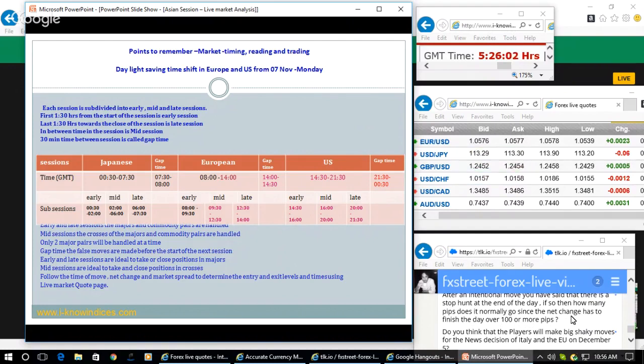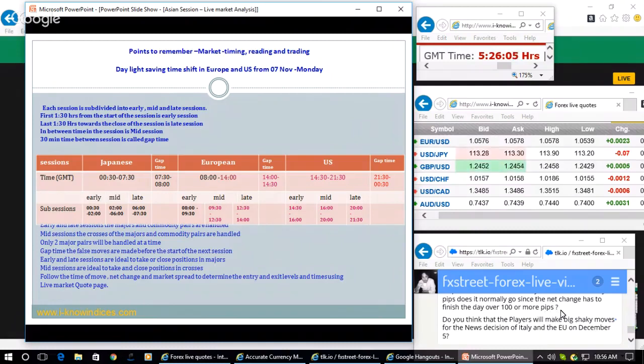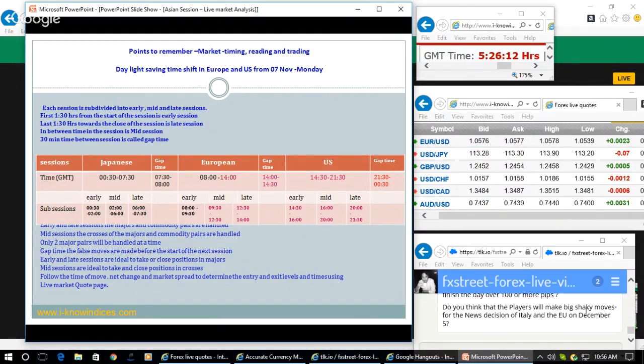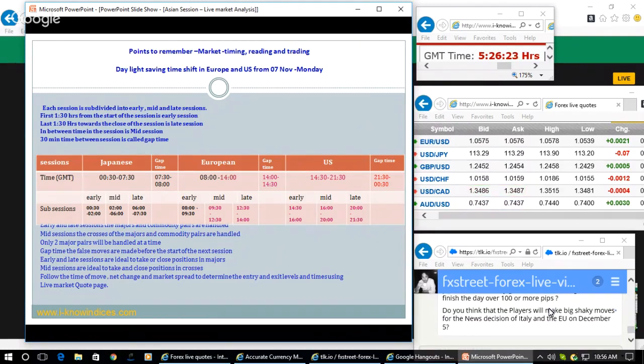Yes, normally once they gain the levels as an intentional move, and they close it more than 100 pips, then I change levels. Then do you think that the players will make big shaky moves for the news decision? Italy. See, every time you come across such thoughts, that type of volatile moves in the market, because they wanted to make such moves so that the traders will be able to really get confused. And many of the traders avoid taking positions during the data release time. But every time you come across a data release every day and every session, something or the other, if there is no data release, then probably what they do is they try to create a rumor and act against the traders.